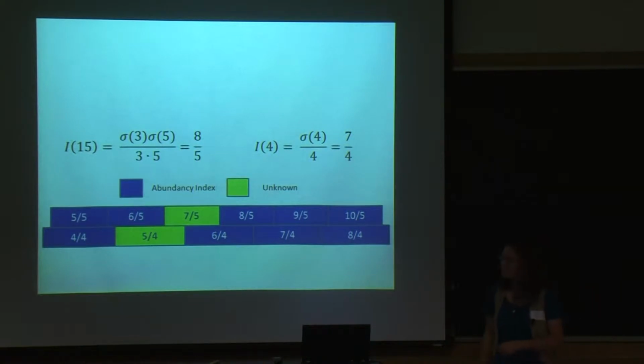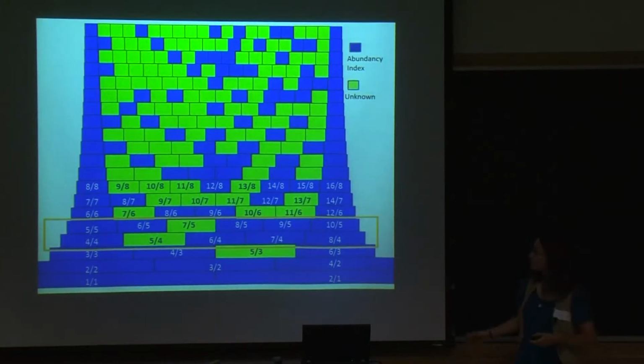So now we'll finish off our picture with the last 2. Now, for these 2 green squares here, we haven't found a number that has this abundancy index yet. We have 7/5 and 5/4. So we're going to leave these green. Now, if we continued this process, looking at denominators all the way up until 20, we get this picture. So here are 2 lines that we've already created. It's a pretty cool picture.